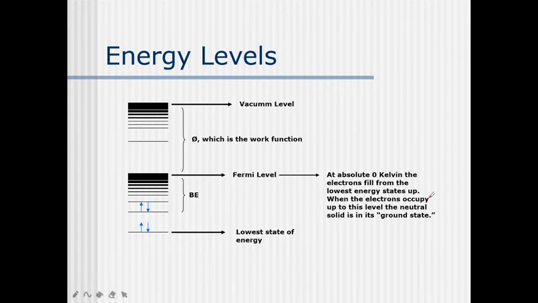At absolute 0 Kelvin, the electrons fill from the lowest energy state upwards. When the electrons occupy up to this level, the neutral solid is in its ground state. That means it is completely in the ground state because it is occupying up to its highest occupied molecular orbital, and I am not giving any external energy. Once I give some external energy equivalent to the binding energy, these electrons can be ejected out. This can only happen if they surpass the Fermi level and there is enough work function, then they can be ejected through the vacuum level.